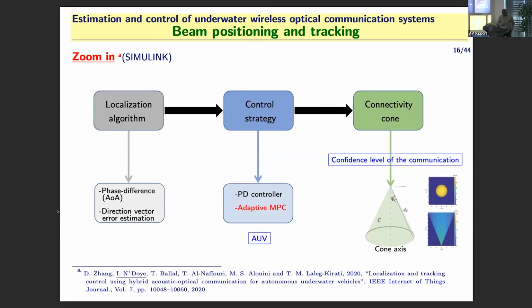This is a zoom in on what I was saying right now. There is a localization algorithm based on the phase difference. We use it to get this direction vector, and having this direction vector, we feed it to the control, and we apply two types of control: a proportional derivative control and an adaptive control, like a model predictive control. And when we reach a certain connectivity cone here, which is a confidence level of the communication, we can communicate through the optical communication.